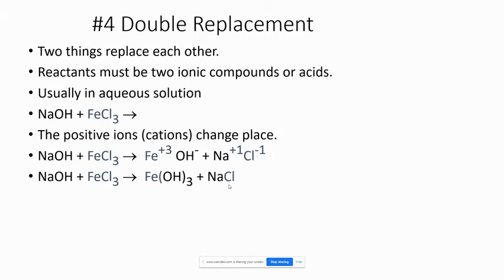The cations switch places. After this, you do have to balance the reaction, just like we've been practicing for a while. But this is the basics. The positive ions or cations change places.